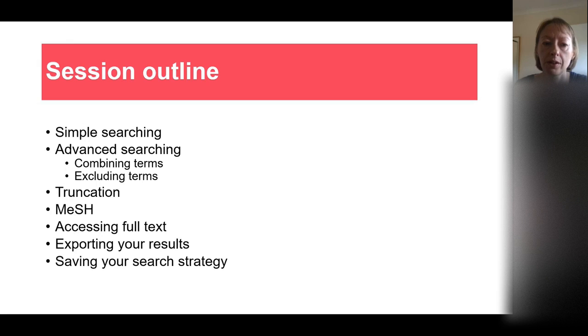So we'll look at some simple searches and then we'll move on to some advanced searches, how you combine terms, how you exclude terms, how you truncate terms, and then we'll look at how you find a medical subject heading to add into your search to improve your results, how you go about accessing the full text, because how unhelpful is it if you find a result but the full text is not included in the database, and then how you might export your results and save your searches.